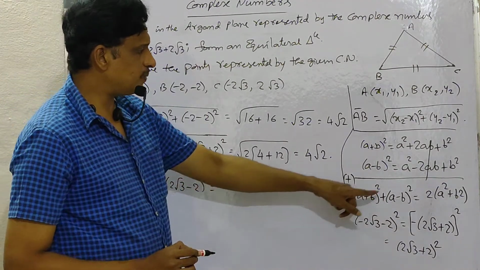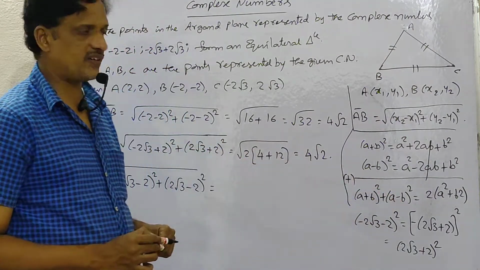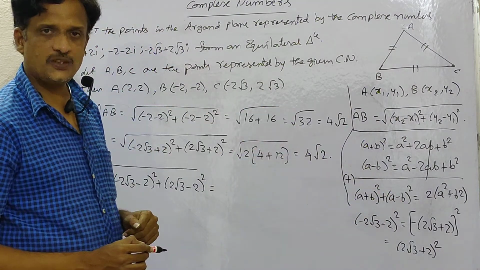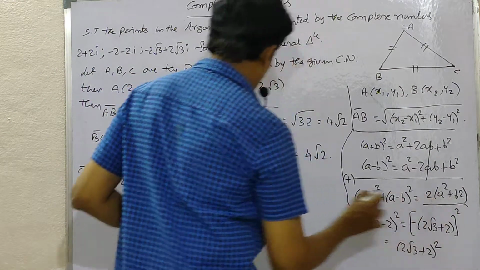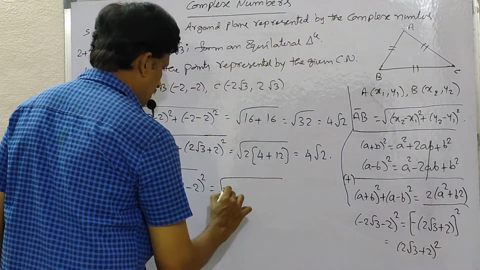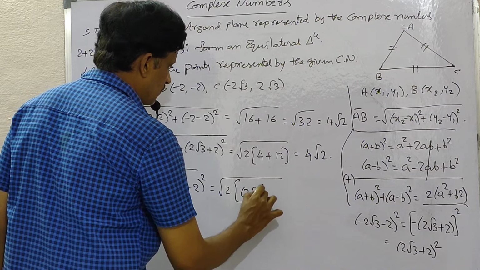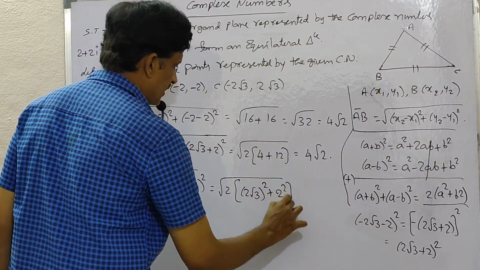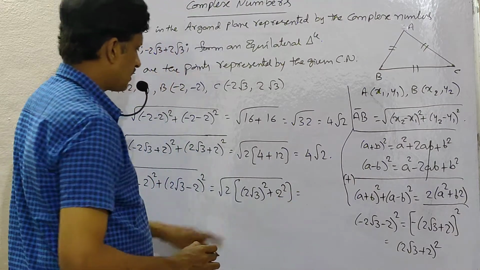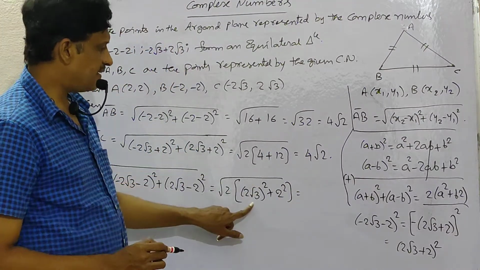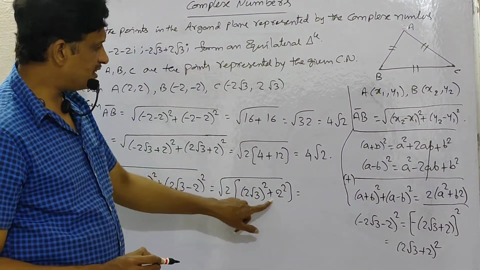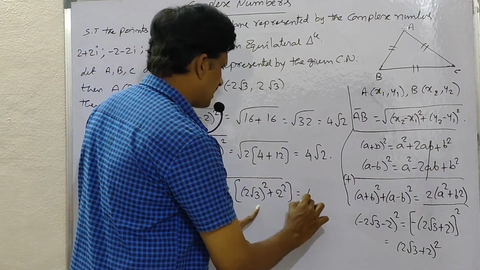Again you are getting the a plus b whole square plus a minus b whole square form. So 2 times of a square plus b square will be the result. That is 2 times of 2 root 3 whole square plus b square, means 2 square. So this is again similar to the preceding one. So 4 into 3, 12 plus 4, 16, root 16 is 4, so that is 4 root 2.